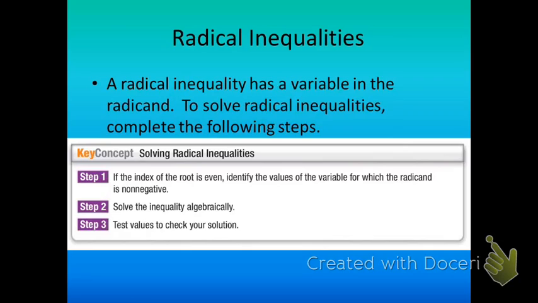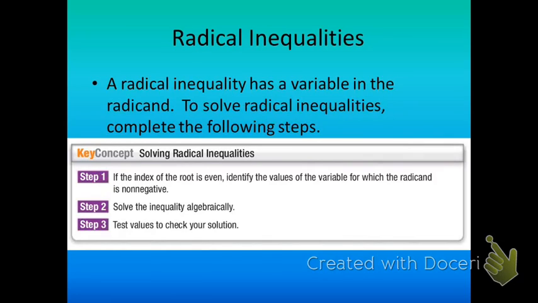To solve radical inequalities, complete the following steps. Step 1. If the index of the root is even, identify the values of the variable for which the radicand is non-negative. So we'll do that in the first one.